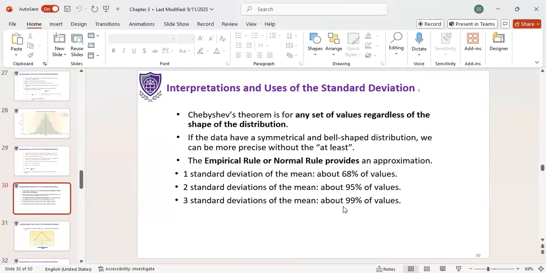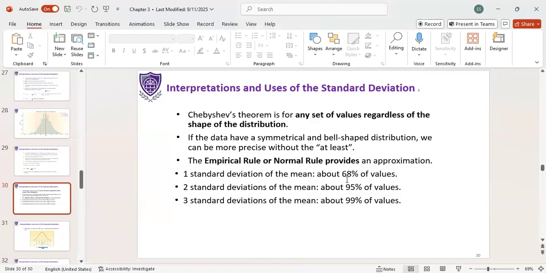Chebyshev theorem is something very general, it's for any set of values regardless of the shape of the distribution. But if we have information about the shape, which is symmetrical and bell-shaped, we will see a lot more of this in chapter 7. And then we can be more precise.